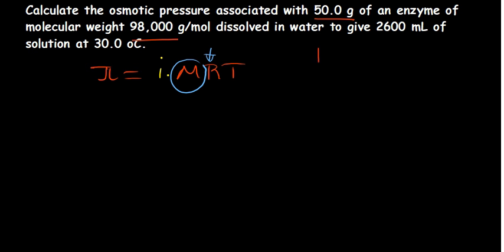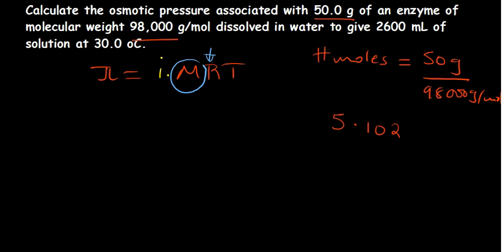So we can easily find the number of moles. So number of moles is equal to the mass, 50 grams, divided by the molar mass, 98,000 grams per mole. So grab your calculator there, 50 divided by 98,000. So we have 5.102 times 10 to the power negative 4 moles. So we have our moles. What else do we need?